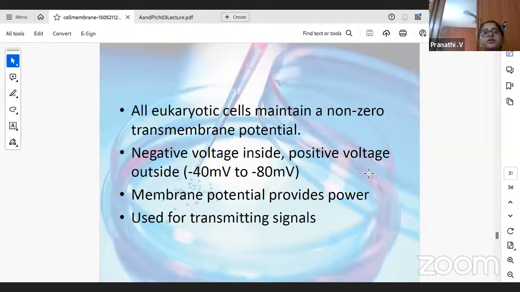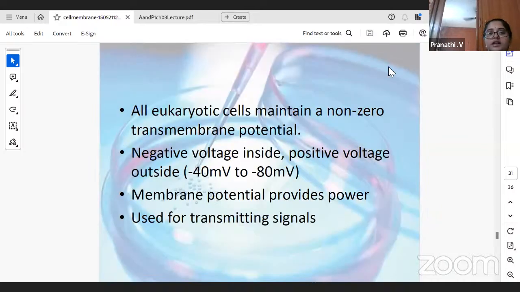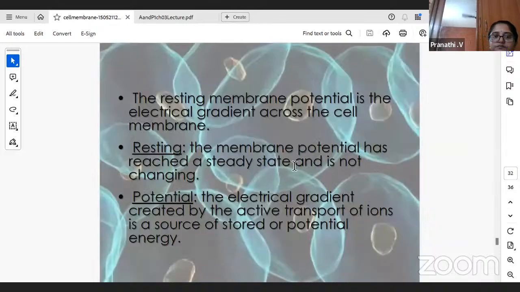What is the cell membrane potential? We have negative voltage inside, positive voltage outside. So minus 40 on the ECF side, and minus 80 on the ICF side. Why is this necessary? For maintenance of the cell integrity, and it is used for transmitting signals. So you have a resting membrane potential as well.